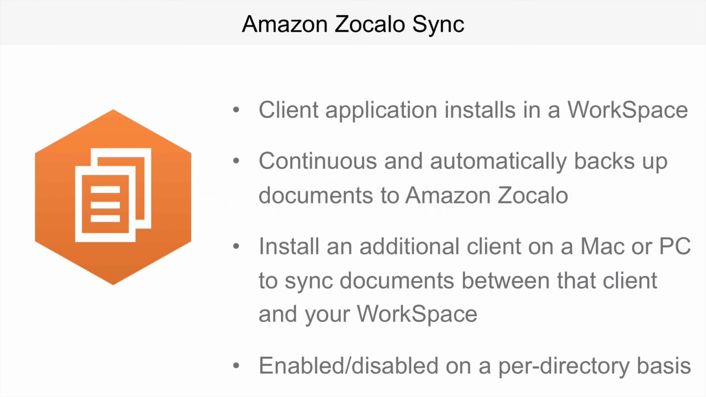And this service is enabled or disabled on a per directory basis. You may recall when we set up our simple directory earlier on, we enabled Amazon Zocalo sync for that directory, and all users within that directory would therefore be allowed to use this service. And of course, you can create multiple directories if you wish to do that, in order to partition users if you wish to split your user base and not give Zocalo synchronization access to all of your users. It's very simple to install a client, and you can of course find out more details about that on the Amazon WorkSpaces product detail page, which we'll show you a link to at the end of the session today.